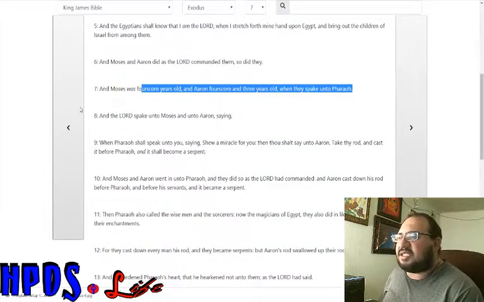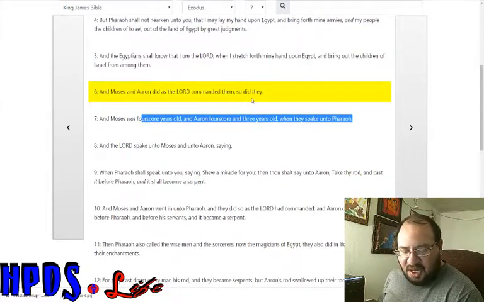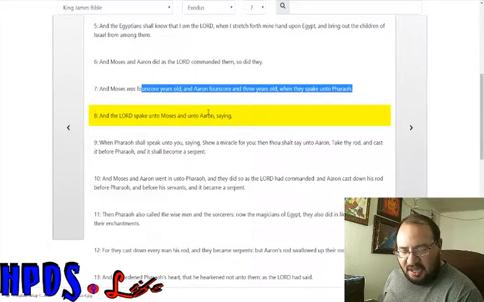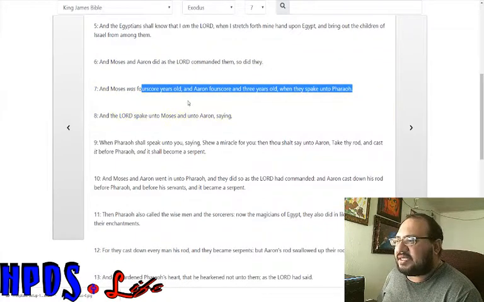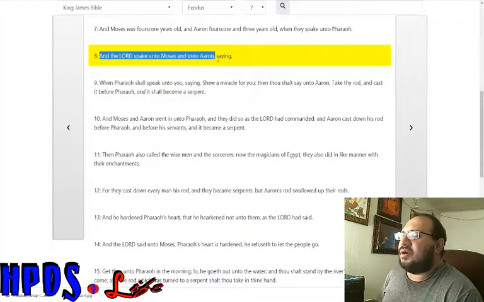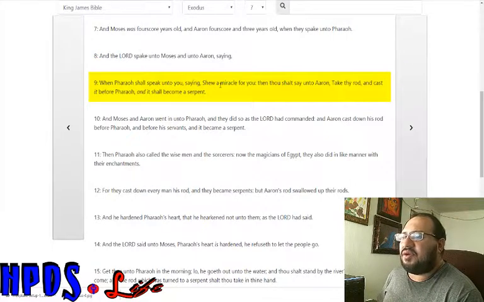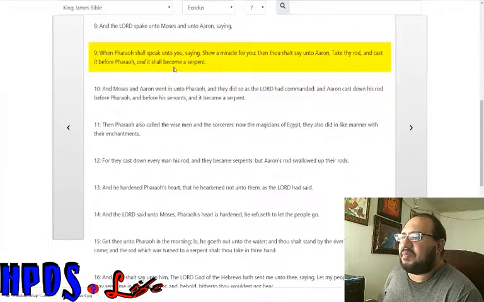That's the Lord stretching out His hand over there. That's what He's telling them. That's what verses 1 through 7 were, and then we're going to move into verses 8 through 13, where Aaron's staff is about to become a serpent. So here it goes: "And the Lord spake unto Moses and unto Aaron, saying, When Pharaoh shall speak unto you, saying, Show a miracle for you, then thou shalt say unto Aaron, Take thy rod and cast it before Pharaoh, and it shall become a serpent."